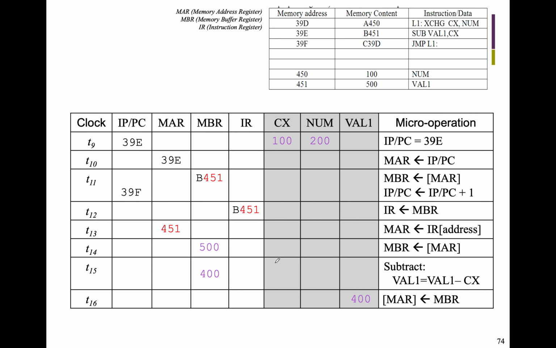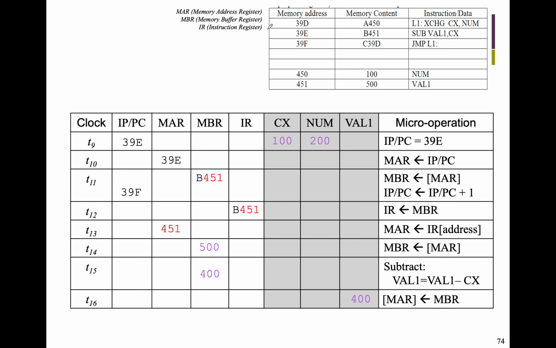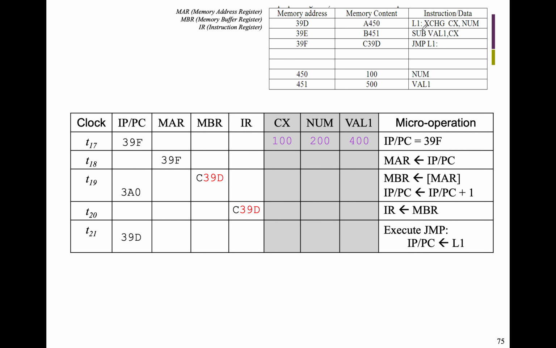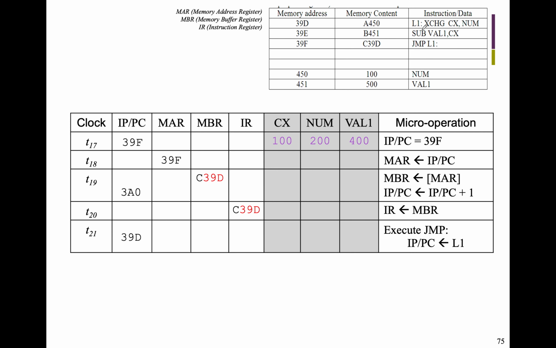Then you're going to continue. Basically what will happen now is the next instruction. So you have already finished with this. Your next instruction will be 39E and continues until you finish all, executing up to the jump L1. So please try to do it. I show you the answer and you can screenshot. I'm going to stop this video here only.